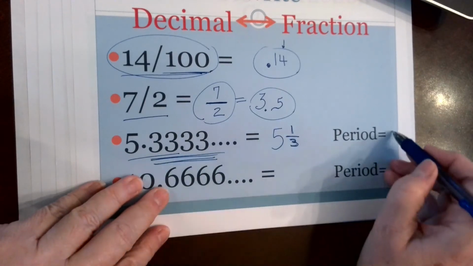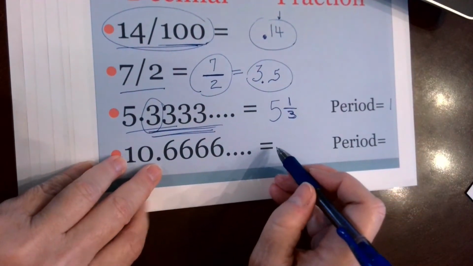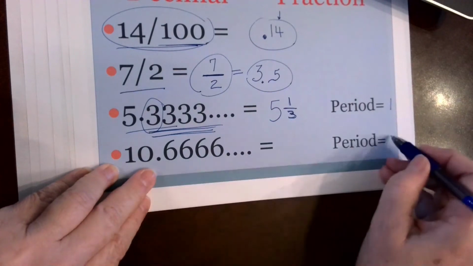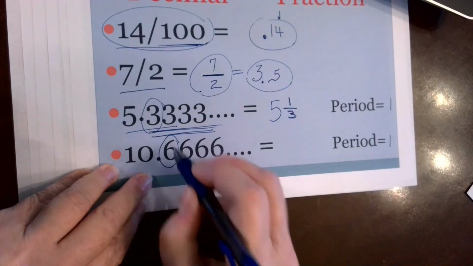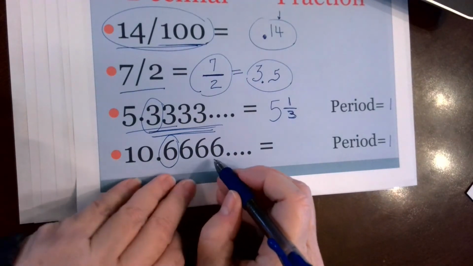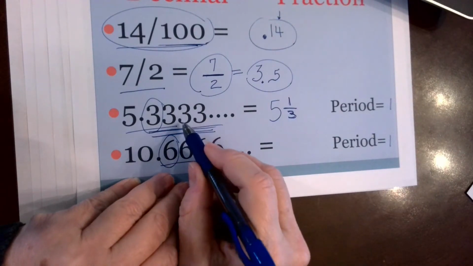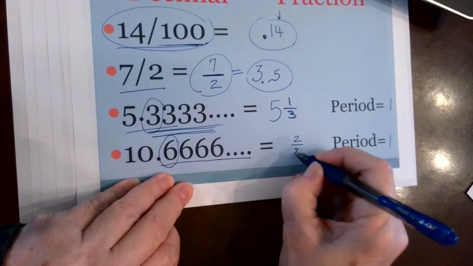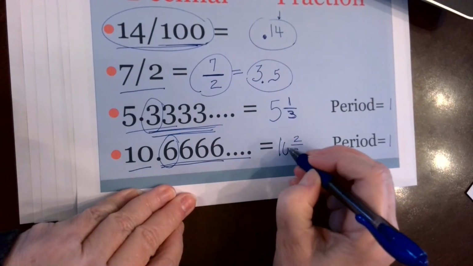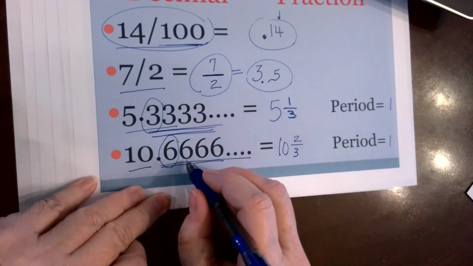The period is 1. One digit repeats over and over. The same one digit repeats over and over. This is also a period of 1. One digit repeats over and over again, the 6. And you could memorize that 0.666666 is twice as big as 0.33333. So it's 2/3. So this number is 10 2/3. And that's the fraction representation of this repeating decimal.